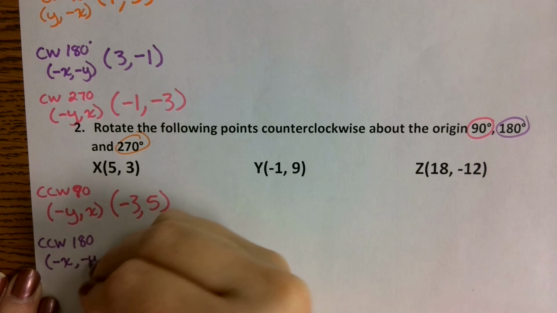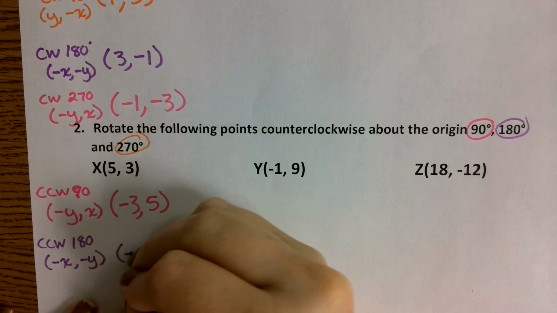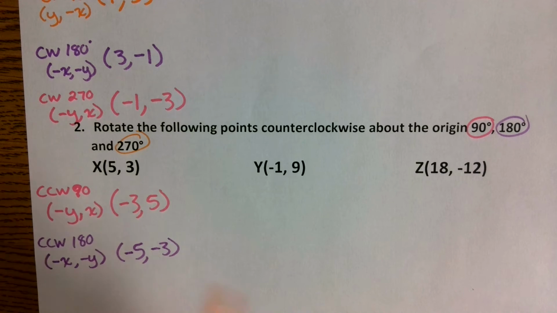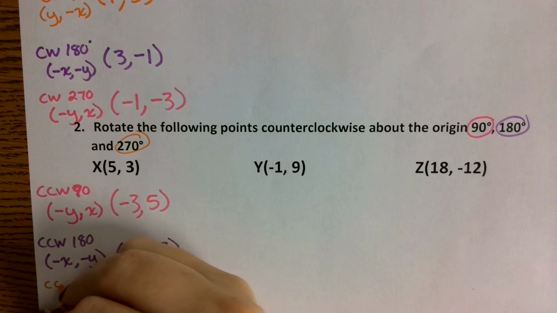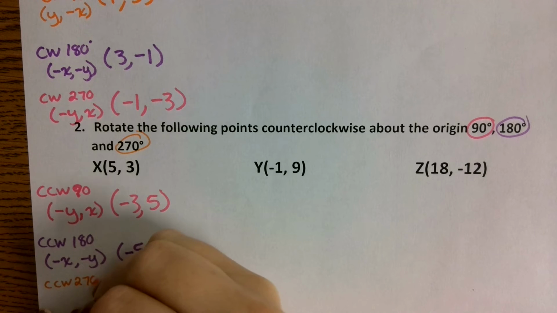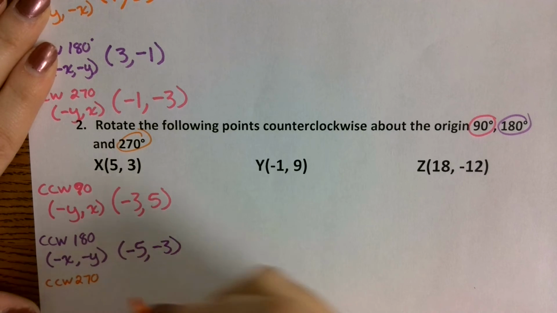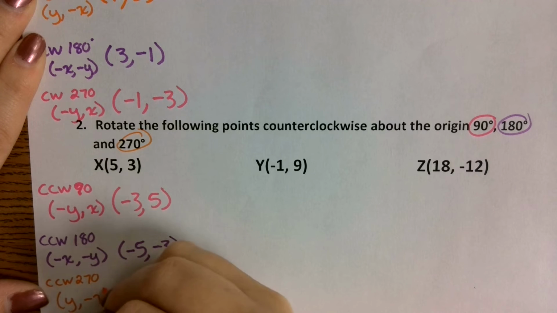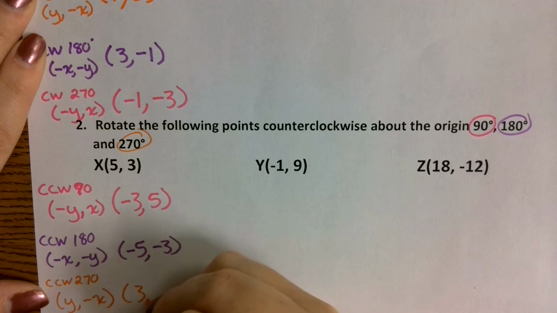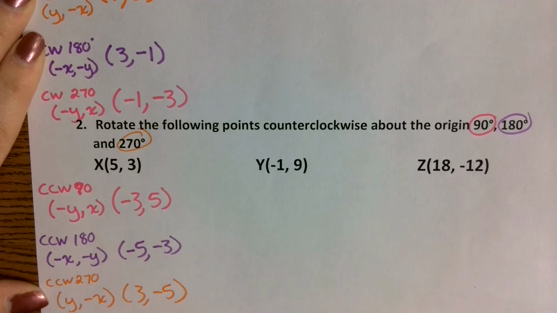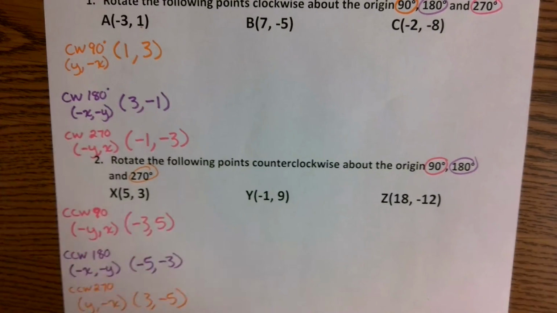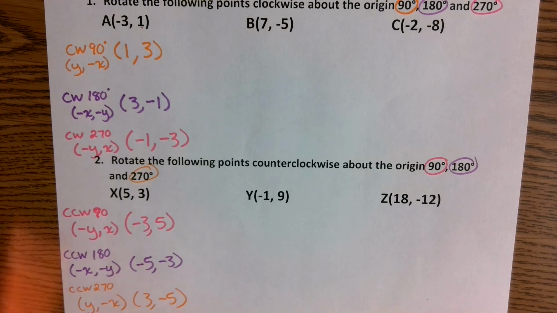Opposite of X, opposite of Y. So that's going to become -5, -3. And then our counterclockwise for 270 is the same rule as the clockwise of 90, which was Y, opposite of X. So that becomes 3, -5. Okay, I want you guys to go ahead and do points B, C, Y, and Z on your own.